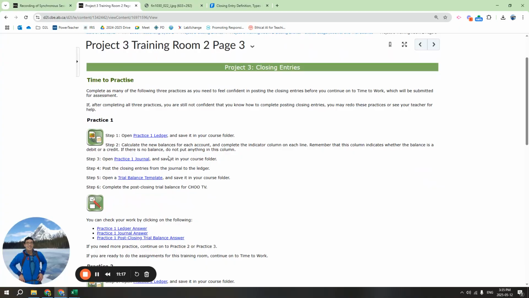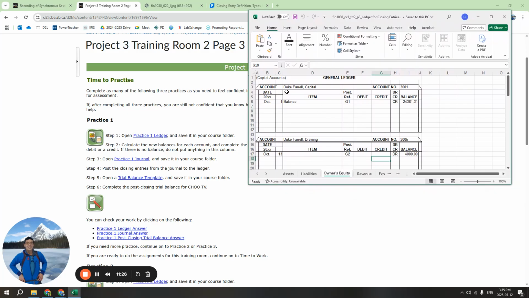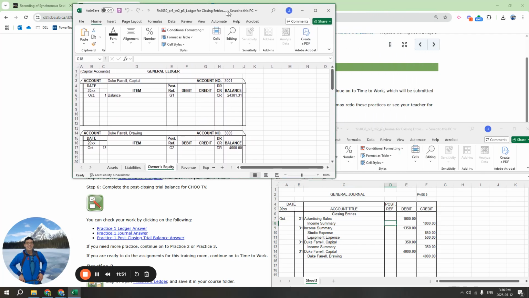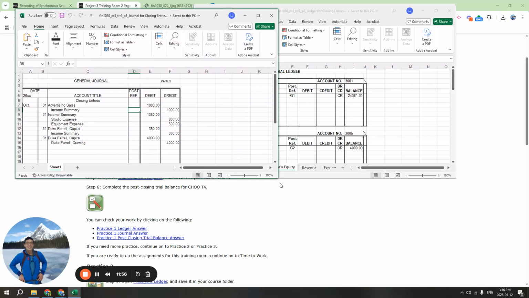All right. So in this practice, we have a ledger that's pre-filled for you with Duke Farrell's accounts, as well as a journal of closing entries. Our job here is to post these closing entries into our ledger and then finish it off with our post references. And then once we post them, you should do a trial balance. I'm going to skip this step for now because you've done trial balance just recently. Okay. All right. So let's arrange this so that I can see.